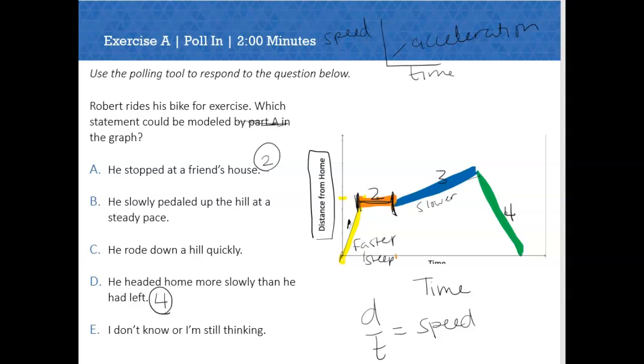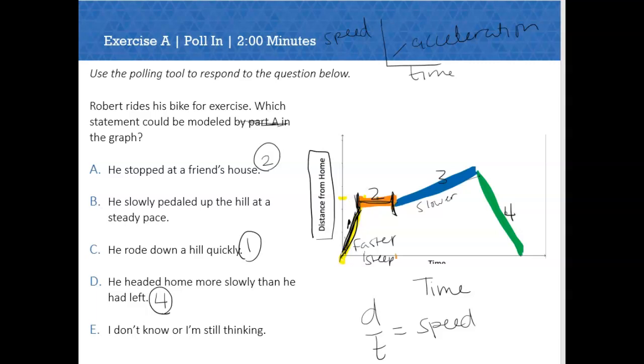So let's look at B and C. He slowly pedaled up the hill at a steady pace, or he rode down a hill quickly. This is a little confusing because you're like, I don't know. But where was he going more quickly? He's going quickly at 1. So even though this looks steep, like he's going up, he can still be going down a hill away from home. If your house was at the top of a hill and you go down the hill to get away from home, you're going fast down that hill. You're still away from your home, but you're going fast. So your speed is fast.